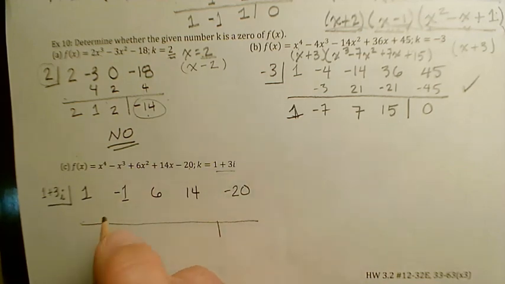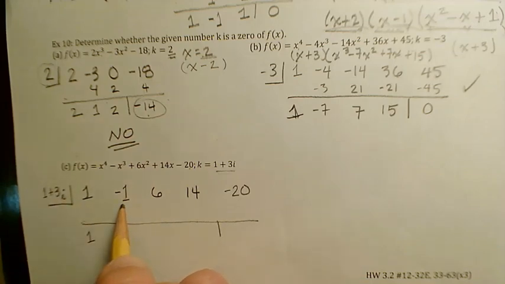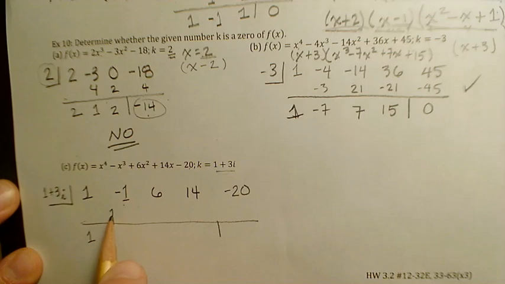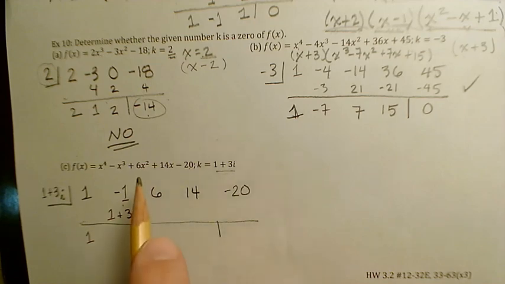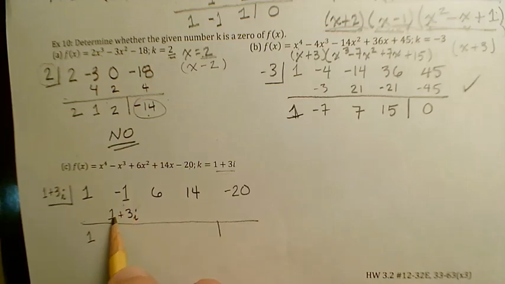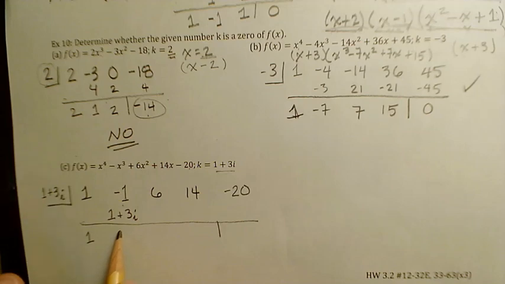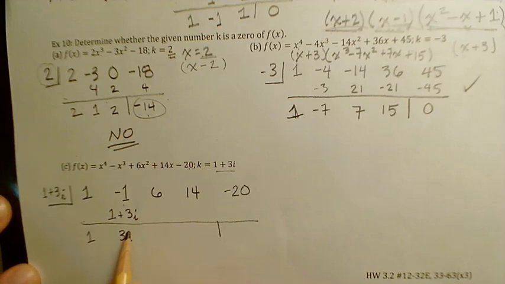Okay, so bring down the 1, and then I multiply. So when I put it here, I end up with 1 plus 3i. All right, when I add these, I have to add the real parts and the imaginary. Well, there's no imaginary parts of this. It's just -1 plus this 1. So that cancels, and that just leaves us with 3i.